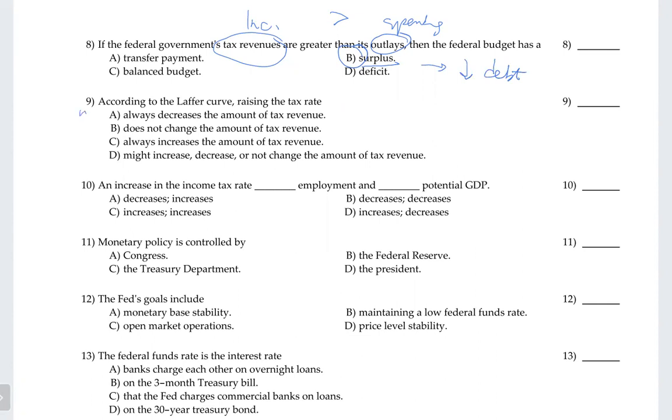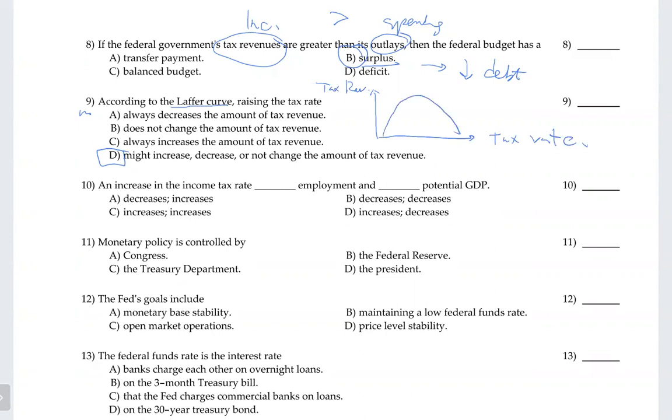Question number 9. According to the Laffer curve, raising the tax rate... the answer is D. Okay. I apologize, we did not cover this concept in class, but I can briefly explain what this means. The Laffer curve just shows you the relationship between tax rate and tax revenue. Okay. The curve usually looks like this.